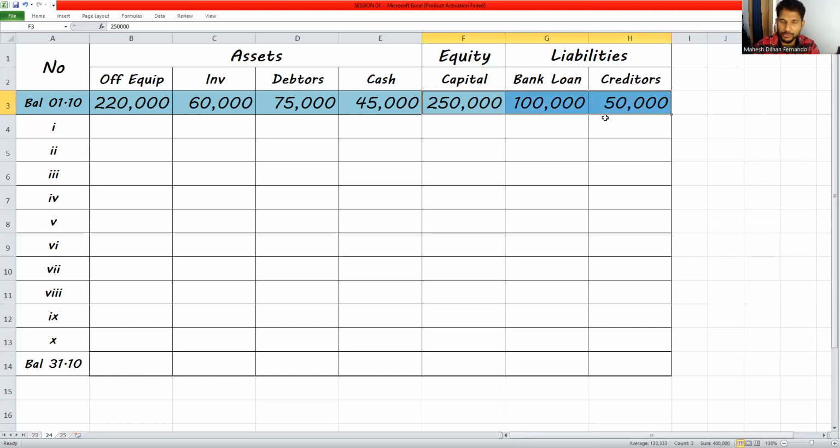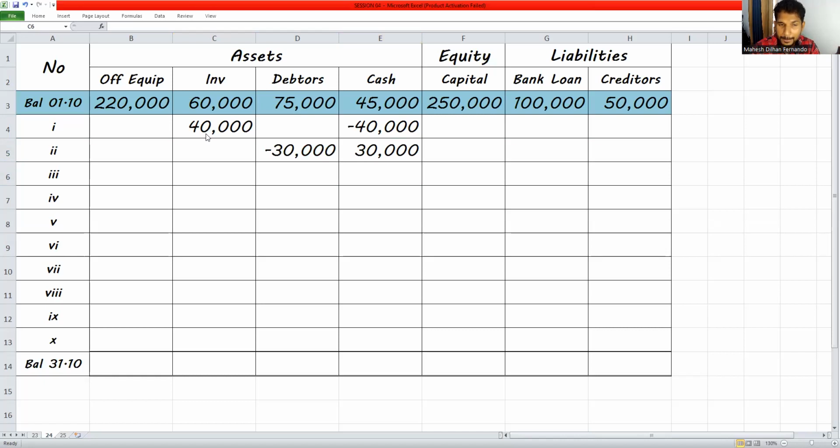To these balances, we have to do the additions and deductions where necessary. Transaction 1. Purchase goods valued 40,000 on cash. Inventory plus 40. Simple, right? Cash minus 40. Transaction 2. Received 30,000 from debtors. Now think. Debtors minus 30. Cash plus 30. Once again, use the plus sign.